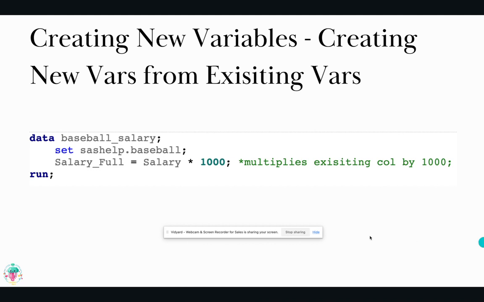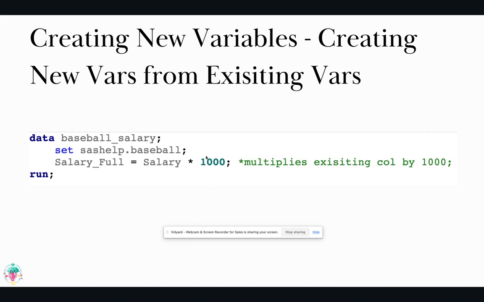All right, so now let's look at another example of how we can create new variables from existing variables. So in this case, I'm still creating a new data set. This one is now going to be called baseball_salary. I'm reading from that sashelp library, and I'm creating a new variable called salary_full that is equal to the existing salary times 1,000. So this is going to multiply that existing column by 1,000.